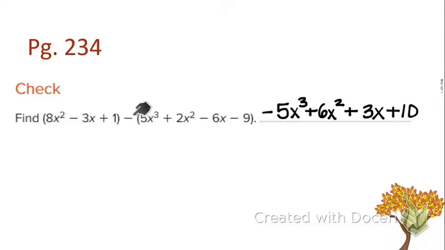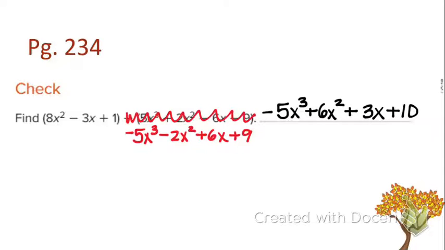Because this was a subtraction sign, we're going to start by distributing a negative. So that means that this second parentheses becomes a negative 5x cubed, a negative 2x squared, a positive 6x, and a positive 9. Everything gets a sign change. Now we combine our like terms. So we start off with negative 5x cubed, and then we add together anything that has an exponent of 2. So that would be negative 2x squared and 8x squared. And when we add that, we do get 6.